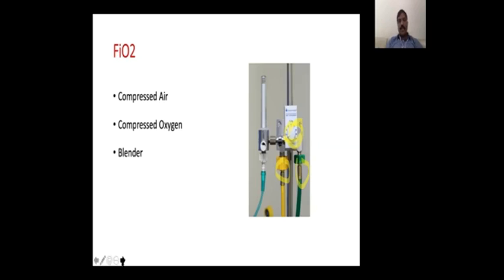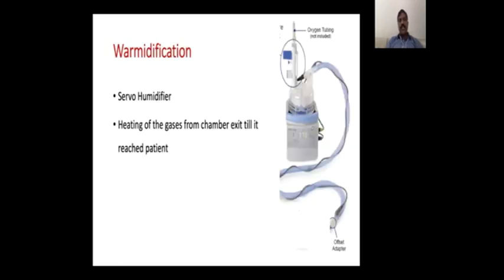Now, what do we need for temperature and humidity? Luckily, we need only one device, that is a humidifier. But this servo humidifier should be in such a way that it displays 37 here, and it has a heating element inside the inspiratory limb. The gas will continue to get heated till it reaches the nose of the baby. So there is a heating element in the inspiratory limb, which is maintaining the gas temperature till it reaches the nose, so that the gas reaches the nostrils at 37 degrees Celsius. So a servo humidifier is what gives you temperature and humidity.